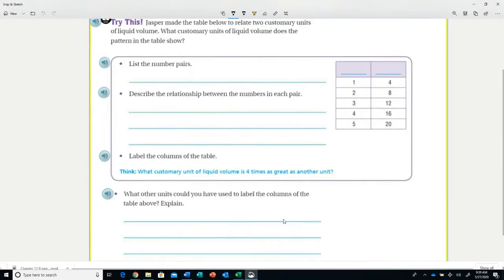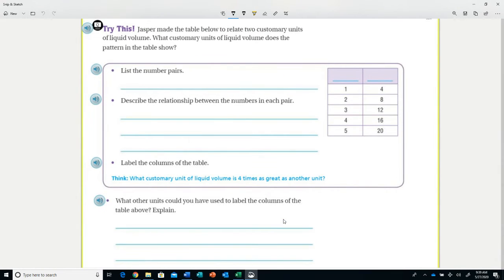All right. Try this. Jasper made the table below to relate 2 customary units of liquid volume. What customary units of liquid volume does the pattern in the table show? So liquid volume, that means cups, pints, quarts, gallons. List the number pairs. So we're going to go right up into this, and we're going to list the number pairs.